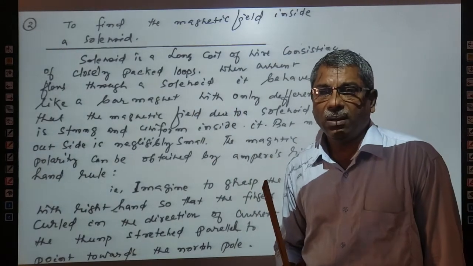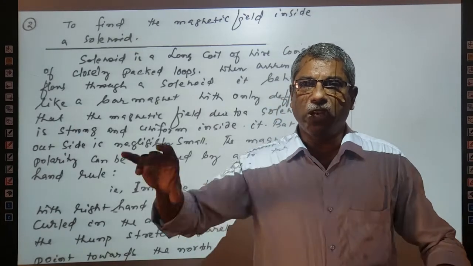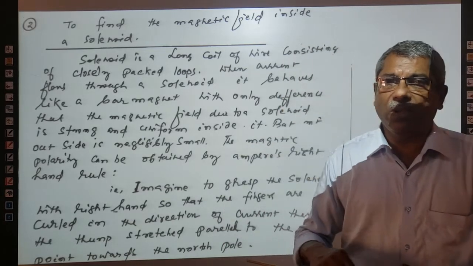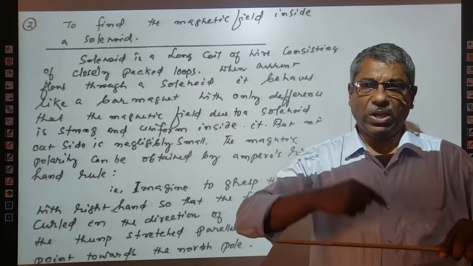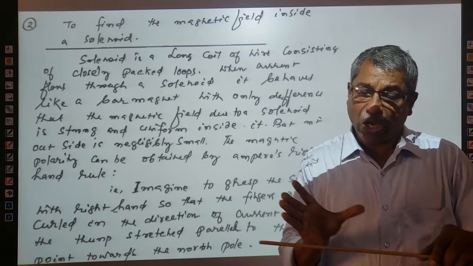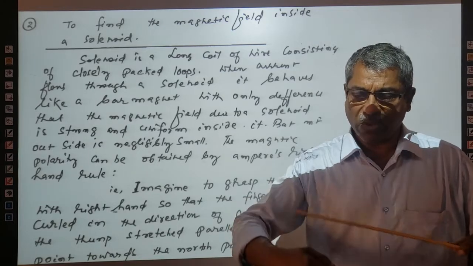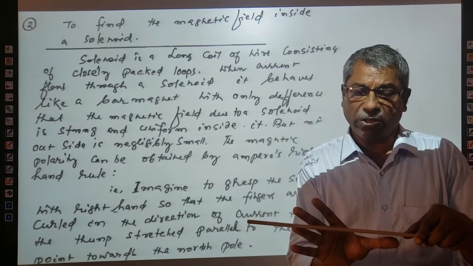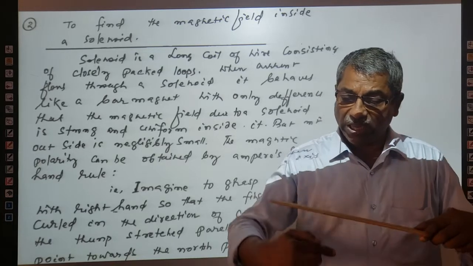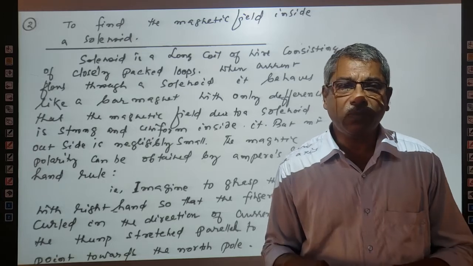So solenoid means, suppose if a paper cylinder is there, on the paper cylinder you go on winding a wire. What kind of wire? Insulated copper wire, and also closely packed. A large number of turns will be there, so that the length consisting of this large number of turns will be much greater than the radius of each turn. Such a one is called a solenoid.